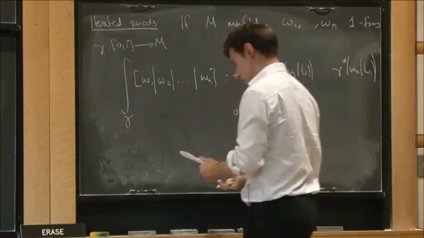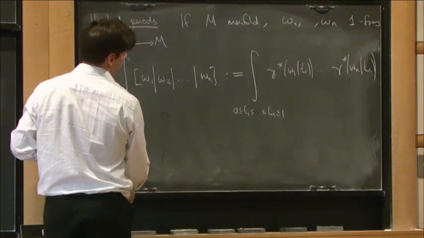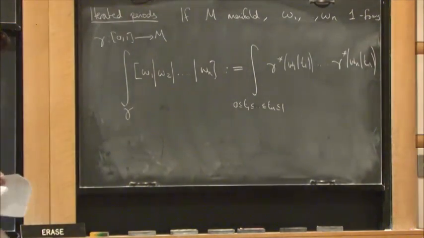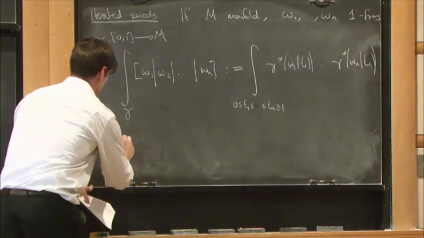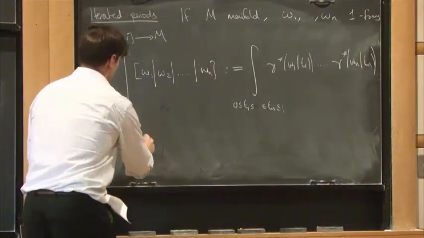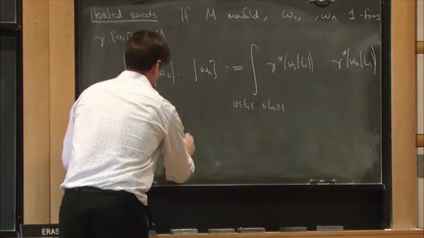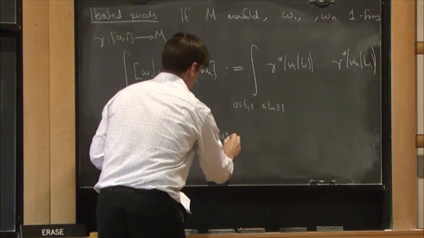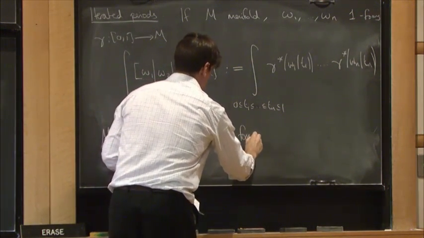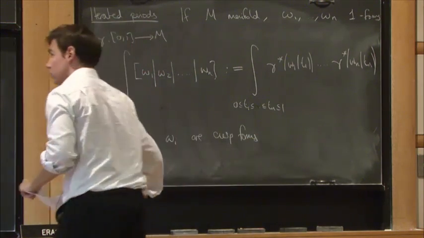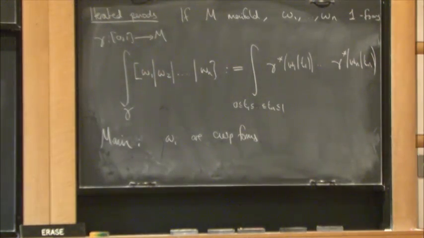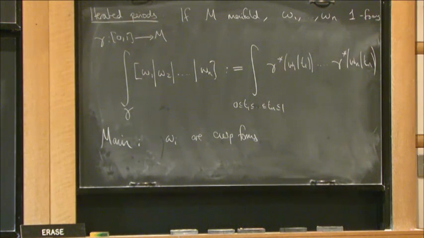So this definition is due to Chen and Dyson independently. And Manin has considered the case where omega i are cusp forms. He calls them iterated Shimura integrals. But I want to explain how to deal with the Eisenstein series, because that's the thing that's going to correspond to the mixed Tate part of this story.